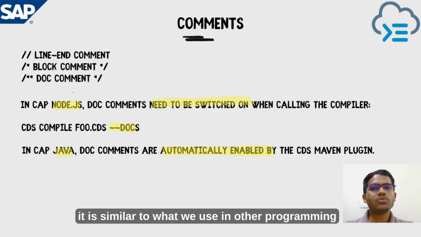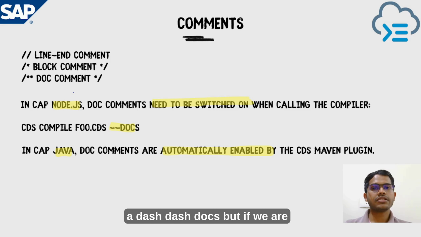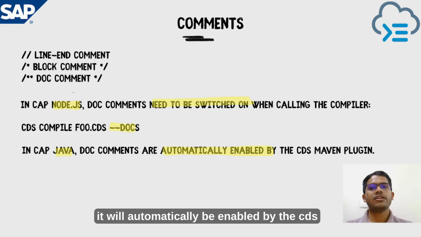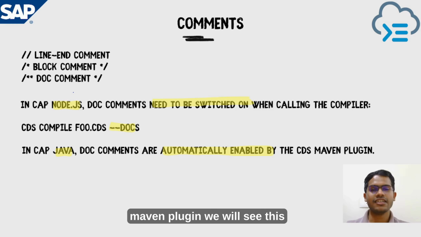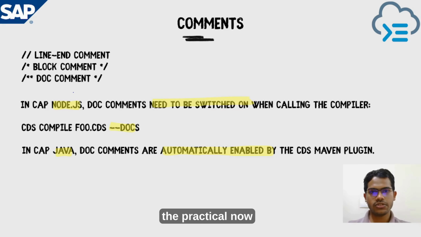It is similar to what we use in other programming languages, with just one exception: in CAP Node.js, doc comments need to be switched on when calling the compiler with --docs. But if we are using Java for our CAP application, it will automatically be enabled by the CDS Maven plugin. We will see this in future when we do the practical.